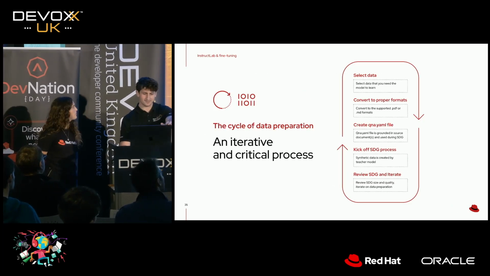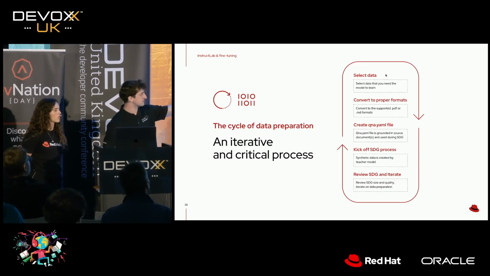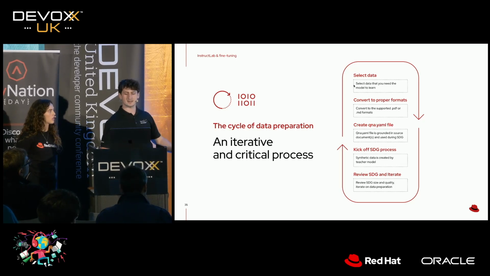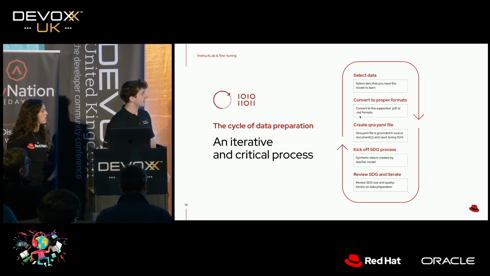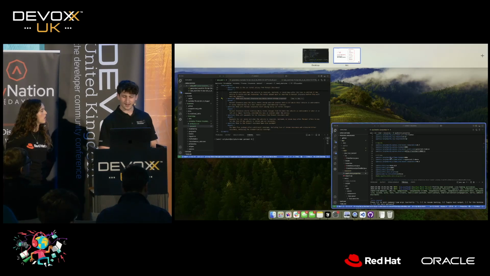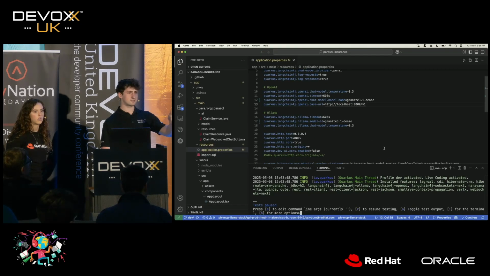So the process here is that we're going to start with some seed data. This is similar to any fine-tuning process. You start with the seed data you want to train. Let's say it's in PDF. We're going to convert it, create this question answer.yaml file, so it's in plain text, generate synthetic data, and then iterate from there. So any Java devs in the house?